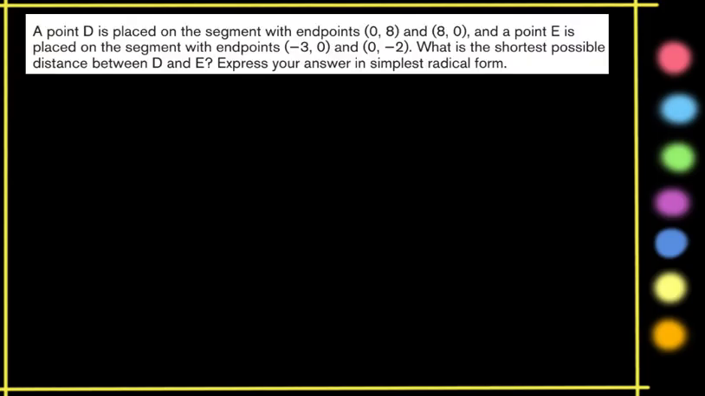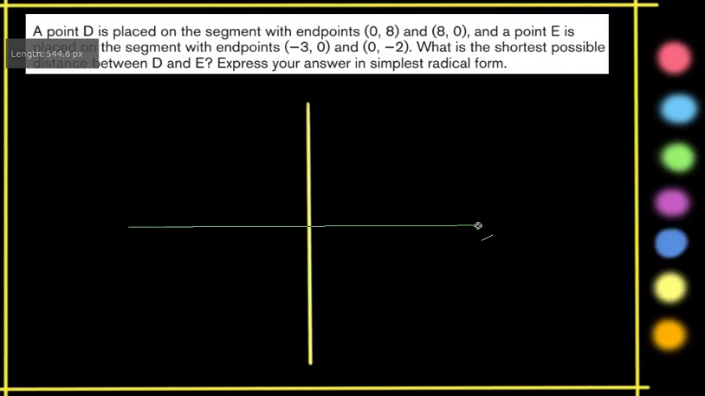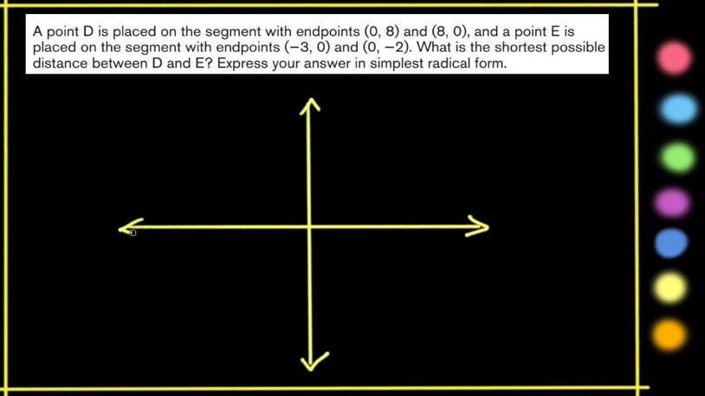Okay, let's go on to the second to last problem. This one says, a point D is placed on the segment with endpoints (0, 8) and (8, 0). Okay, let's go ahead and make our coordinate axes here. And so we've got y, x, and we've got this point (8, 0), and this other point (0, 8). And we've got a line segment that connects those two. So let's do that.